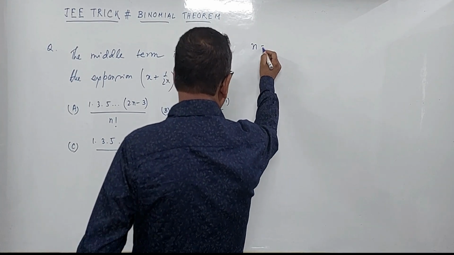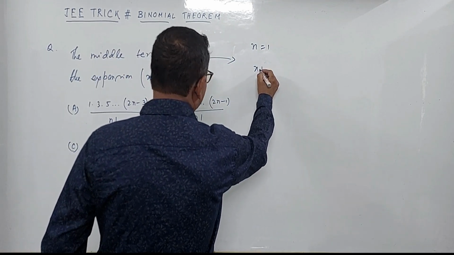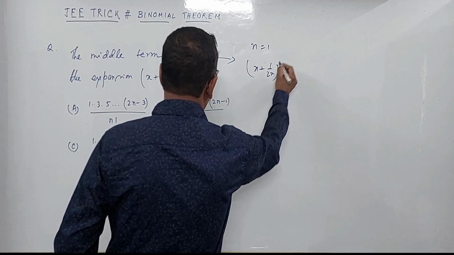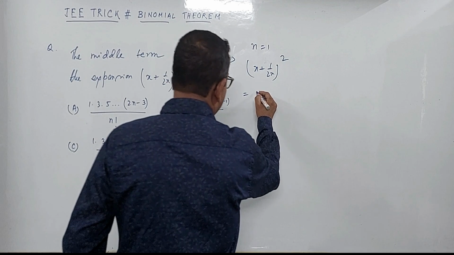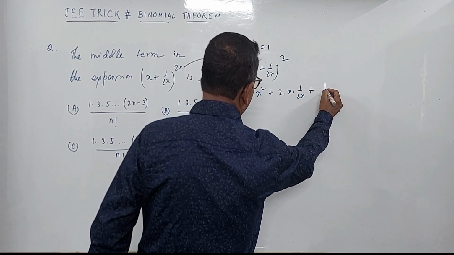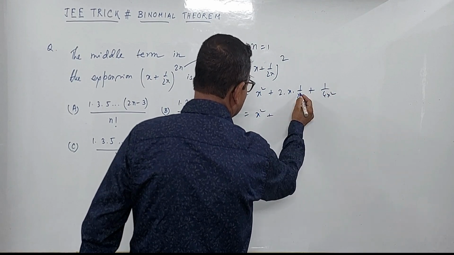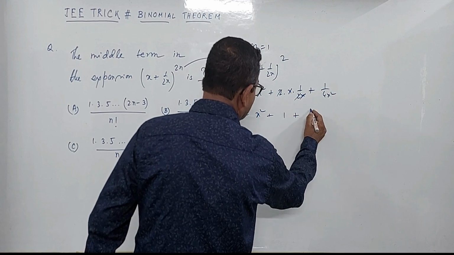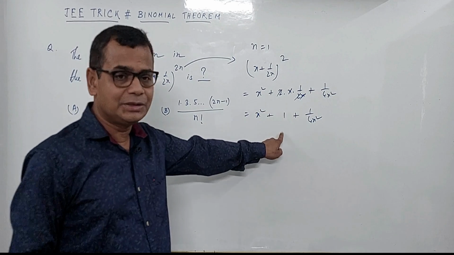For n equal to 1, this expression becomes (x + 1/(2x))^(2×1), that is 2. That is, we get x² + 2 × x × 1/(2x) + 1/(4x²). So we get x² + 1 + 1/(4x²). So the middle term is 1.